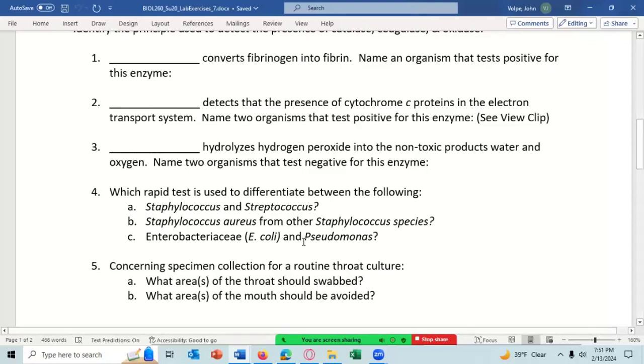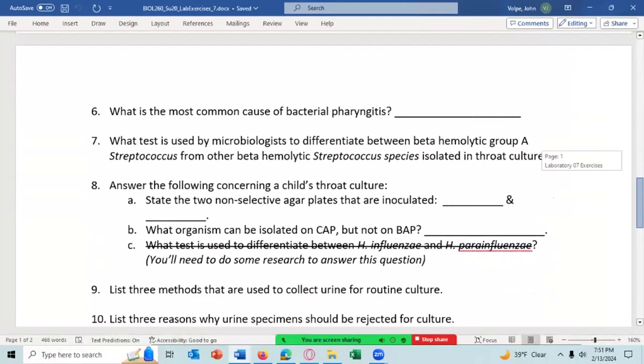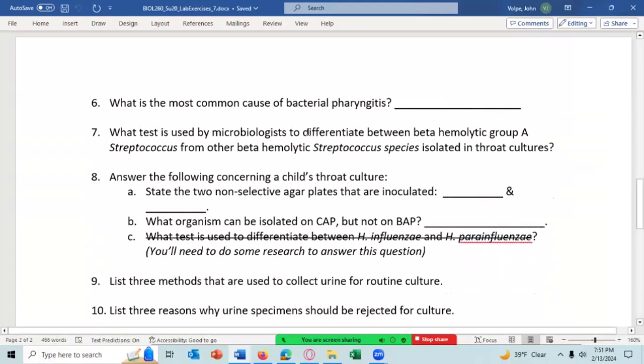5, concerning specimen collection for routine throat culture: A, what areas of the throat should be swabbed, and B, what areas of the throat should be avoided, the mouth. For 6, what is the most common cause of bacterial pharyngitis? Pharyngitis is a sore throat. We're referring to a bacterial sore throat, so do not tell me the human cold, okay? Because that's not a bacteria.